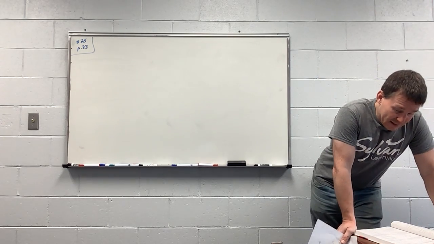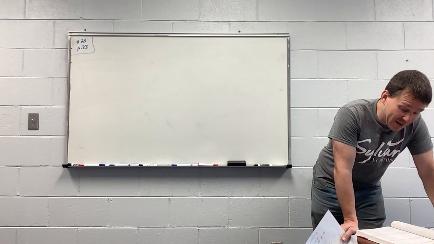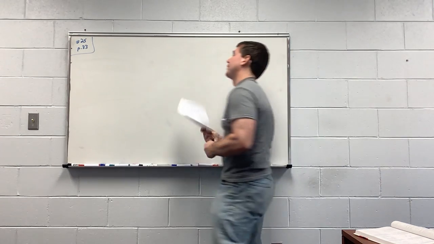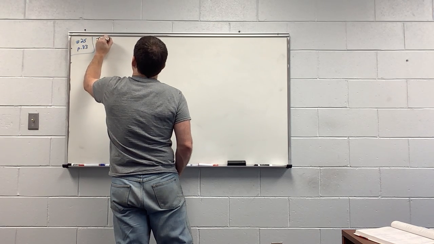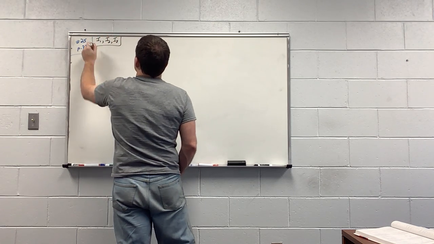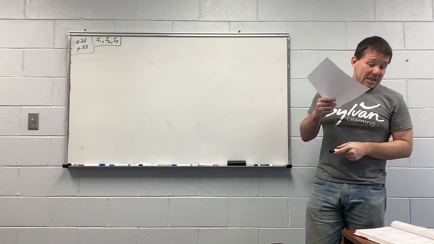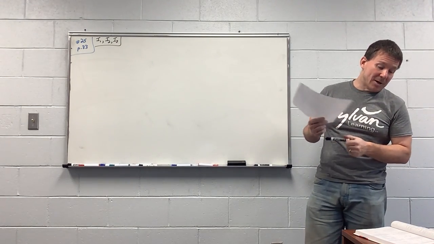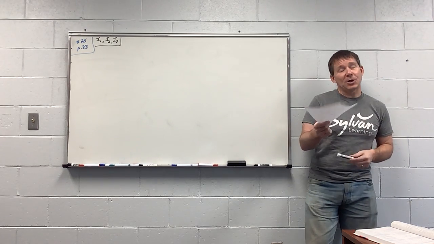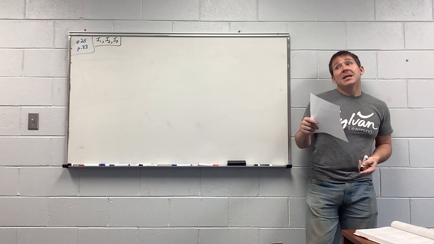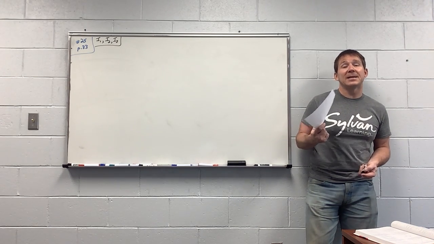But let's see. For number 25, determine the currents I sub 1, I sub 2, and I sub 3 for the electrical network shown in the figure. So I need I sub 1, I sub 2, and I sub 3. And you have the picture in your book, which I am not going to draw, but Kirchhoff's laws essentially say that the amount of current into a junction has to equal the amount of current out.